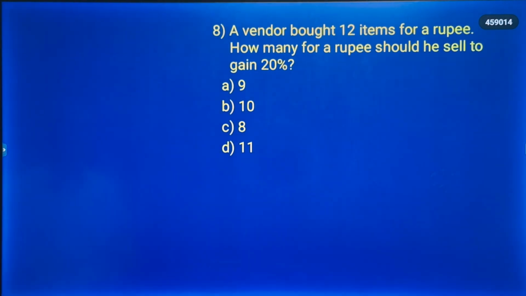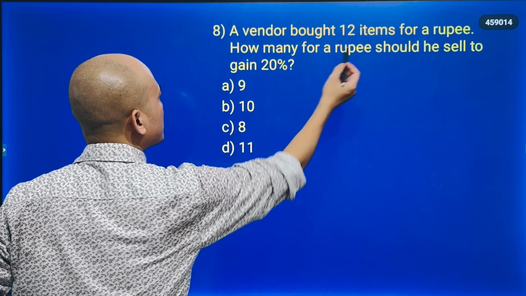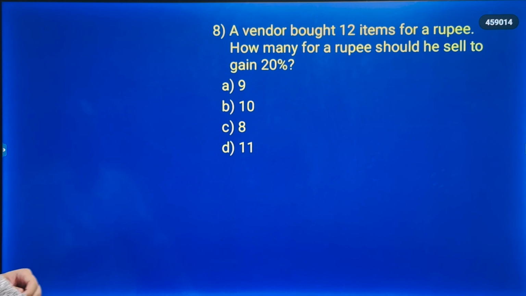So question number 8, it is all different. A vendor bought 12 items for a rupee. How many for a rupee should he sell to gain 20%? Here it says he bought 12 items for 1 rupee and he has to sell for 1 rupee too, meaning for 1 rupee, how many items should he sell to get 20% profit?